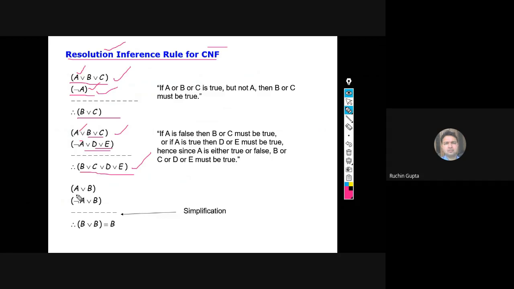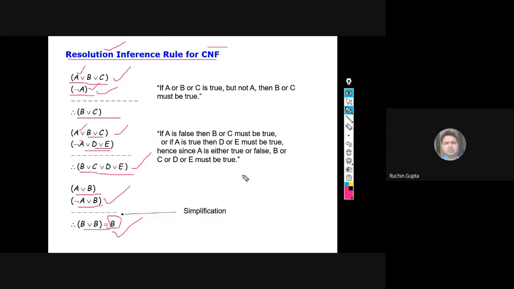Similarly, if I have A or B, one clause, and I have another clause, negation of A or B, so A and negation of A will cancel out and I will get B or B, and you know that B or B is actually going to be equivalent to B, right? So this B is the conclusion I will get. This is actually known as the resolution inference rule for the conjunctive normal form.